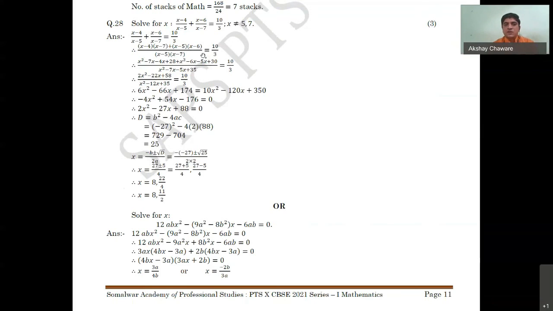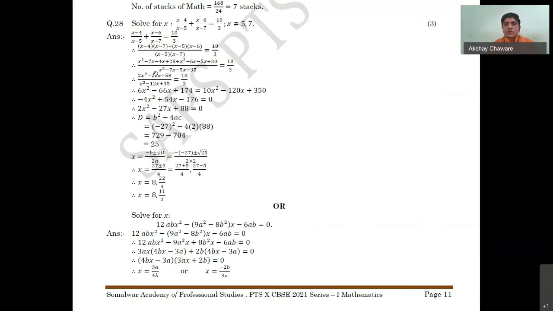One common mistake is there: minus 4 into minus 7 is plus 28, minus 5 into minus 6 is plus 30, but normally students have written minus 30 and minus 28 here. So that is a very common mistake, and you should concentrate on signs. Minus 4 and minus 7, minus 5 and minus 6. So two negative numbers are there, multiplication should be positive.